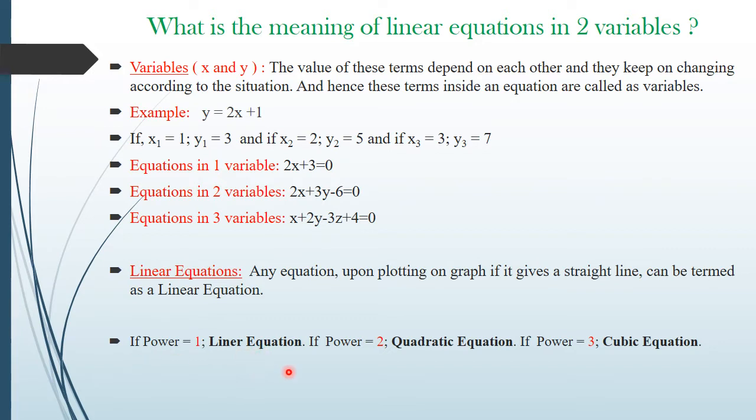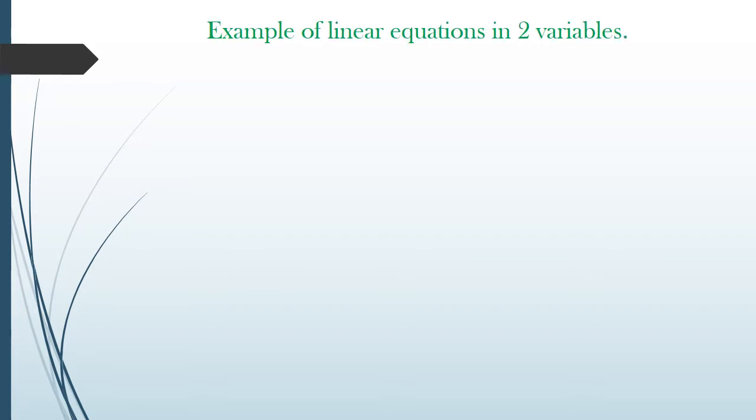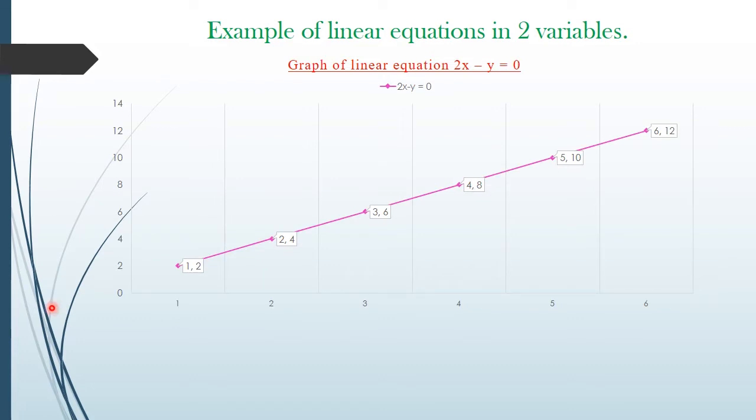We have one more chapter in your SSLC syllabus, that is quadratic equations, wherein the power of all the variables is going to be equal to 2. Hope you understood what are variables and linear equations. Now let us go ahead to understand how linear equations can be plotted on the graph. Now I am going to consider an example and show you how the graph of a linear equation looks. Here I have considered an equation, that is 2x minus y is equal to 0. This pink line represents the equation 2x minus y is equal to 0.